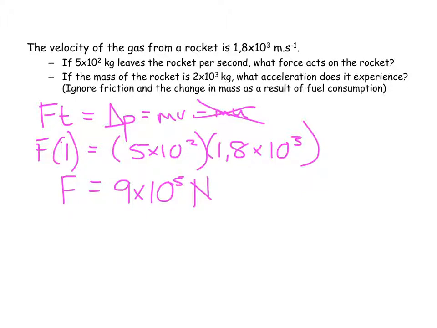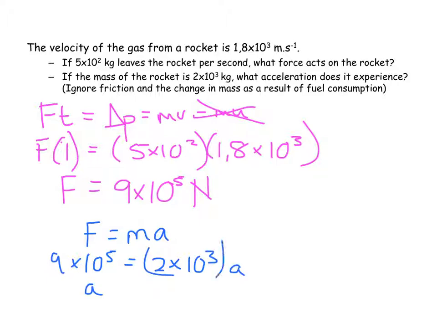If the mass of the rocket is 2,000 kilograms, what acceleration does it experience? So now we have got F is equal to ma, and we have got 9 times 10 to the power of 5 is equal to the mass of the rocket, 2 times 10 to the power of 3, and my acceleration is going to turn out to be equal to 450 meters per second squared.